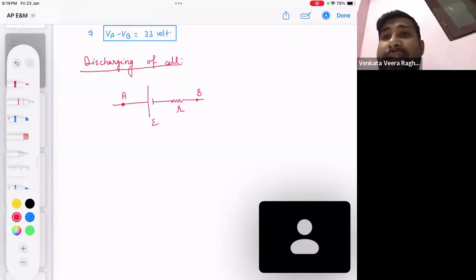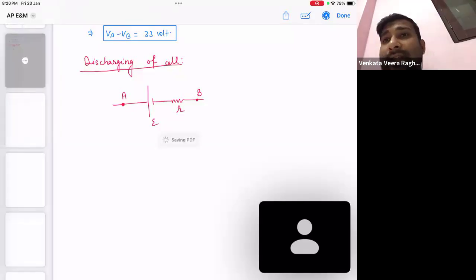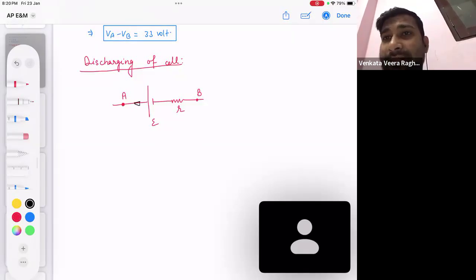It's the direction of current. If current is coming out of the positive terminal of the cell, it will be called discharging. If current is entering through the positive terminal of the cell, it will be called charging. That is the only difference between charging and discharging. Let's say this cell is connected to some external resistance. So there will be some current in the circuit, and the direction of current in the cell is going to be this one. So this is called discharging of the cell.